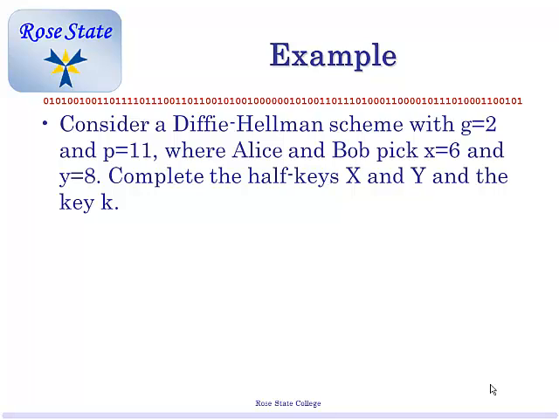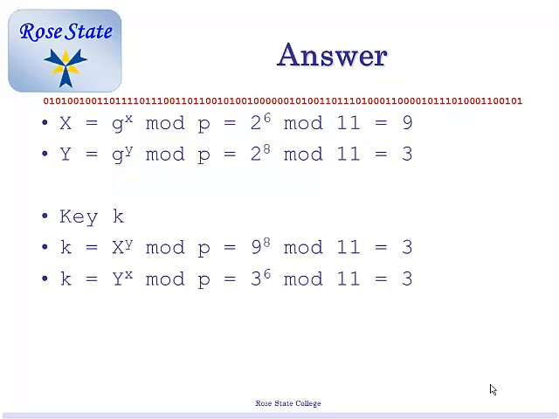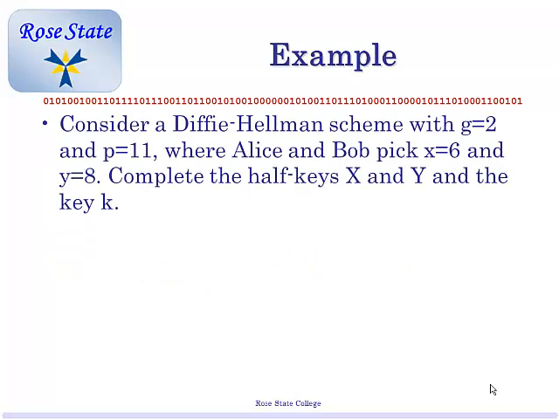All right. Now, it's another example. Consider the Diffie-Hellman scheme where G is 2 and P is 11. Again, we share the G and the P. Alice and Bob pick X of 6 and Y of 8. Compute the half keys again, and then the key. Remember, we shared G and P. We shared the G, the 2, and the 11. That's what we shared at the top here.